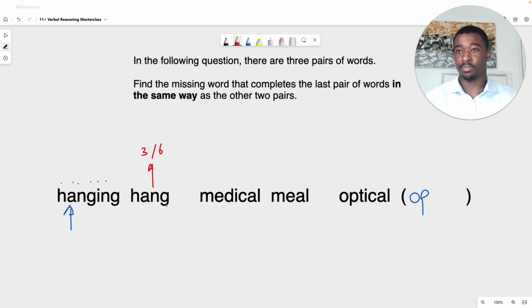Then we have G. G, again, we need to create a code. It's not a certain. We're not certain where the letter G comes from when we look at hanging. It could come from position 4, or it could come from position 7. So 4 or 7, here's our code. Second step of our framework. So now let's use this second pair of words to try and work out what's going on.